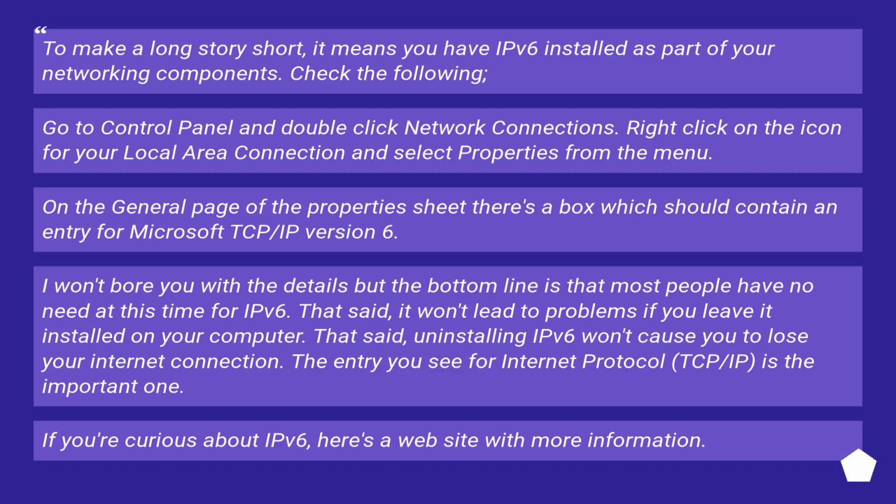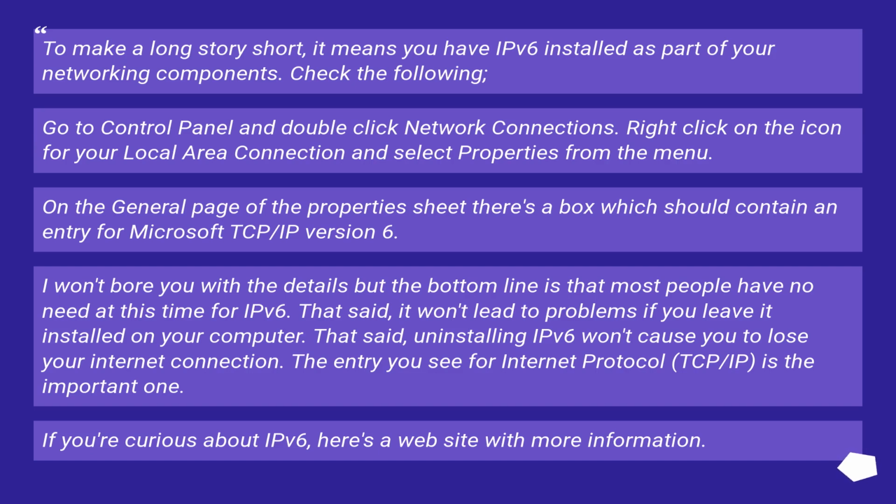Check the following. Go to Control Panel and double-click Network Connections. Right-click on the icon for your local area connection and select Properties from the menu. On the general page of the Properties sheet there's a box which should contain an entry for Microsoft TCP/IP version 6. I won't bore you with the details, but the bottom line is that most people have no need at this time for IPv6. That said, it won't lead to problems if you leave it installed on your computer.